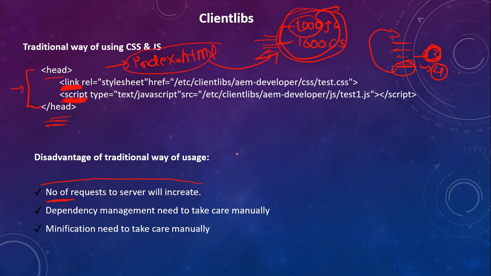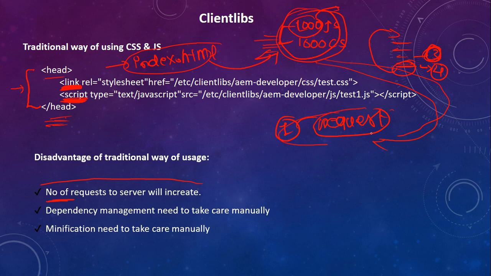But in the Clientlibs, only one request is generated, and inside that all your 1000 requests are included. Inside this one request all your 1000 CSS and JS files will be included. So we don't have to send a request and get a response each and every time. No, only one time you have to send a request.